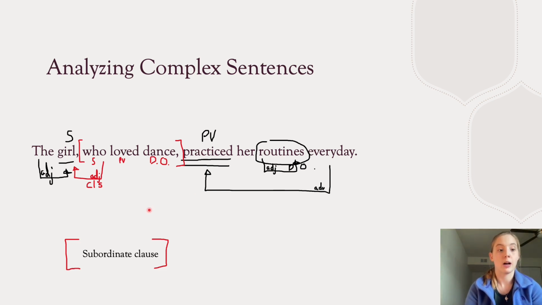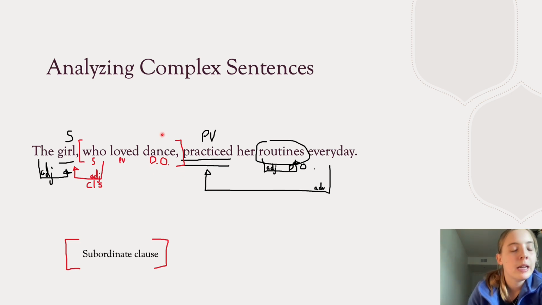My subordinate clause is in brackets in red, and there is always in every clause a subject and a verb. So in this sentence, who is the subject? Loved is the predicate verb. She loved what? She loved dance. So direct object, dance.